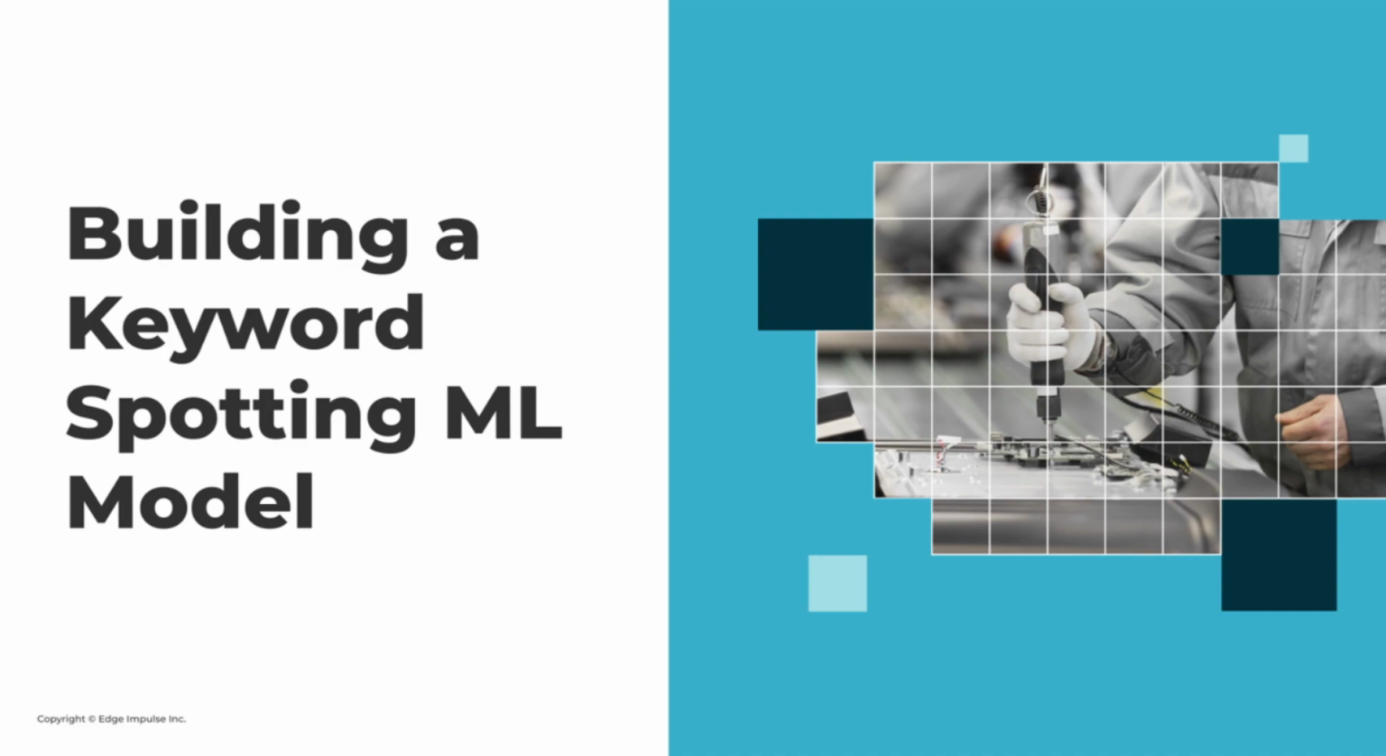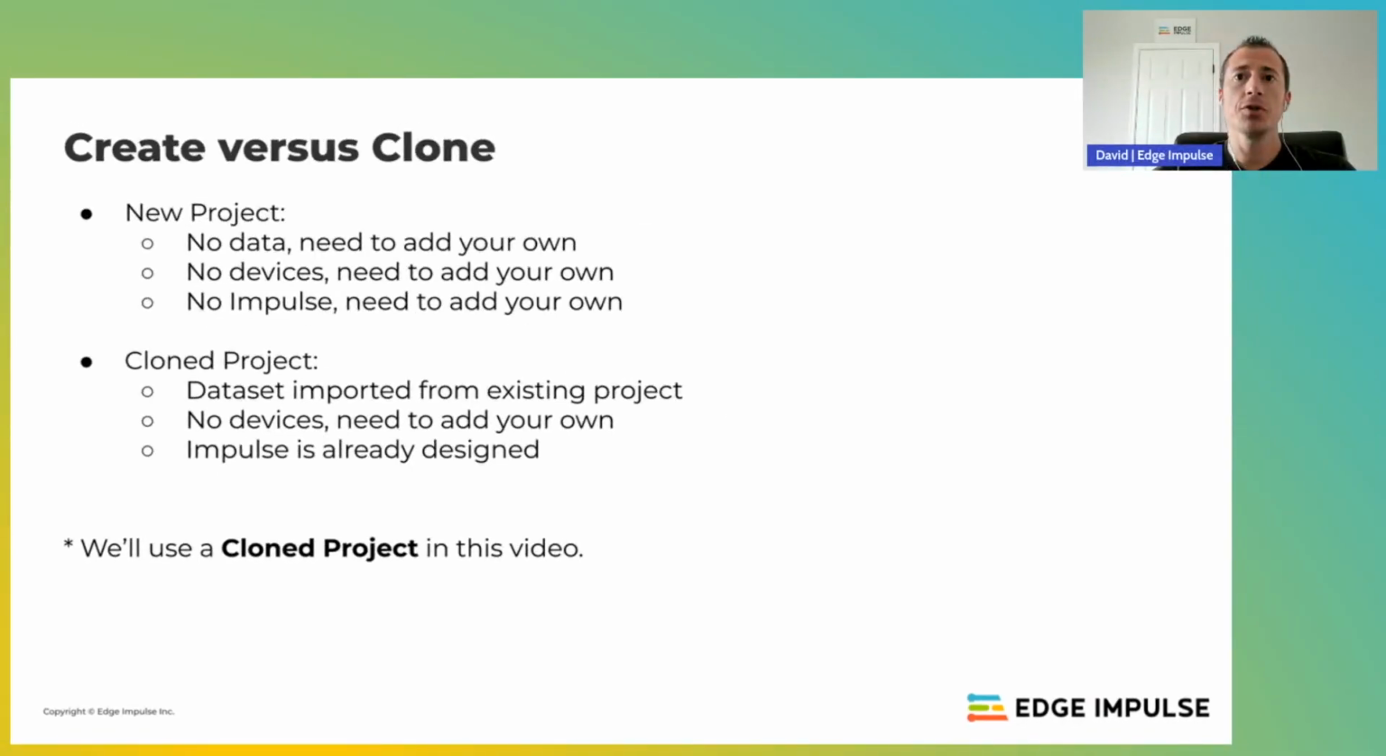Before we begin the actual construction of our keyword spotting model, I want to make two quick points. The first is that I'm going to walk you through all of this process here using slides first before we go and do a hands-on demo. The second is that you actually have two options when thinking about how to build a project. You have the ability to create a new project, which does not have any data, so you will need to add your own. No devices are connected, so you would need to add your own. And no impulse has been created, so you'll have to go through the steps to create that machine learning pipeline.